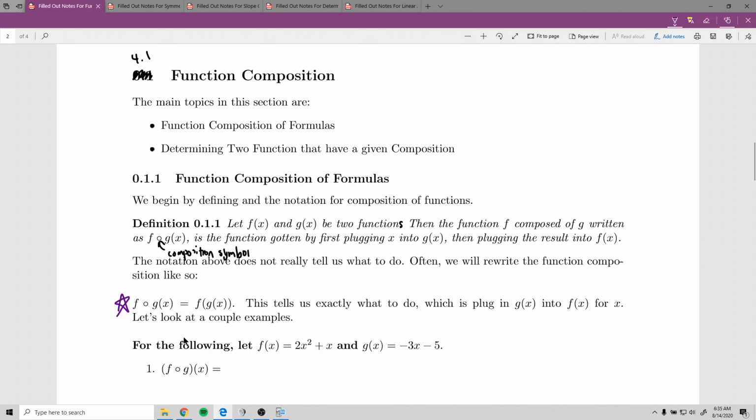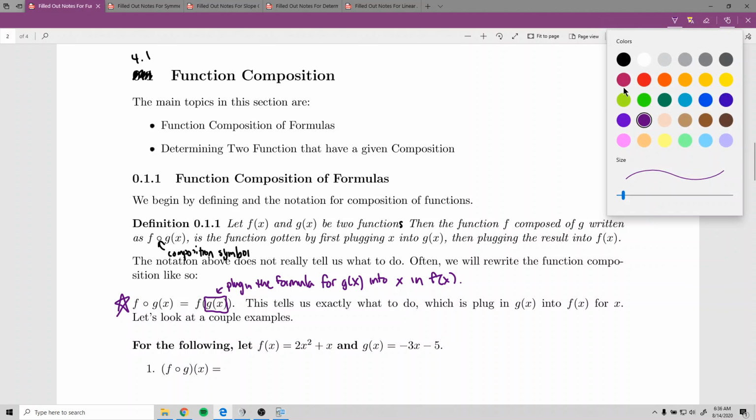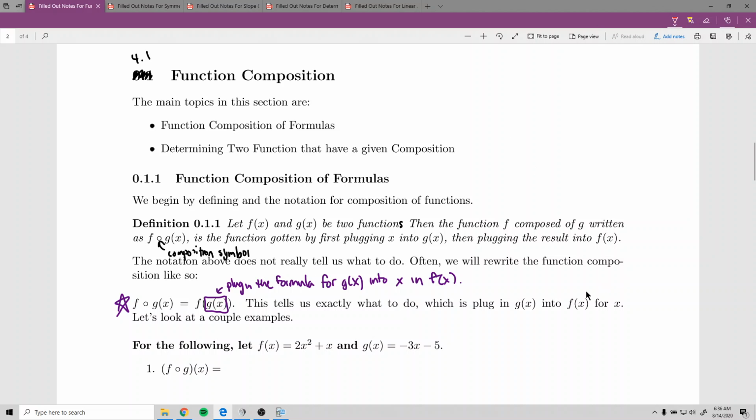Now when we have our formulas below, this will make more sense, but I'm going to go ahead and write it down now. What it's telling us to do here is plug in the formula for g of x into x in f of x, because whatever goes inside the parentheses is what goes in place of x, and inside the parentheses we have g of x. But now we'll go ahead and work problems with actual functions and formulas. That way it'll make more sense.